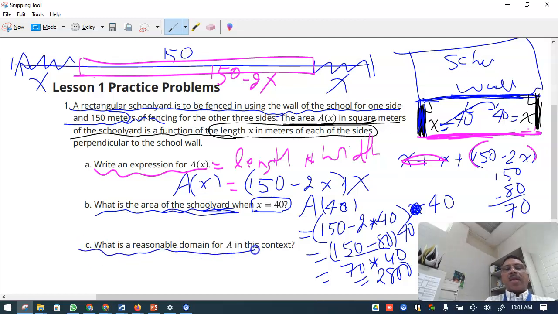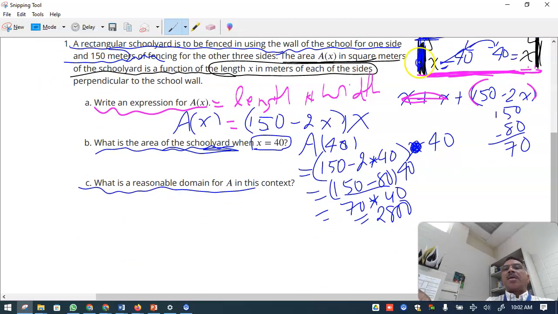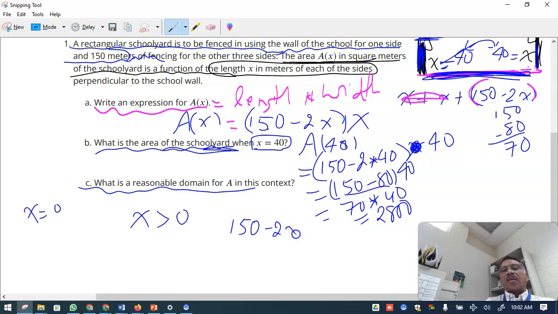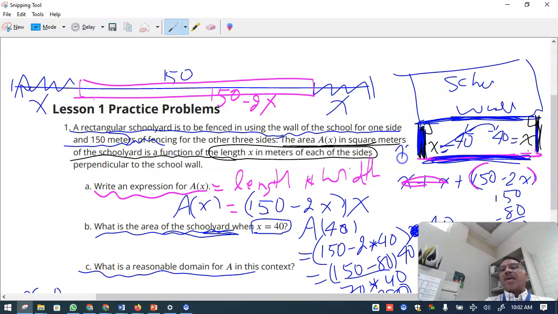Now, what is the reasonable domain of A in this context? Remember, when you put a fence on either side, that fence has to be greater than 0. It cannot be equal to 0. If it is equal to 0, no rectangle is formed. Also, 150 minus 2x should be greater than 0. You can't put 75 on this side and 75 on this side, because then there will be nothing left here. This will be 0, because 75 plus 75 is 150.